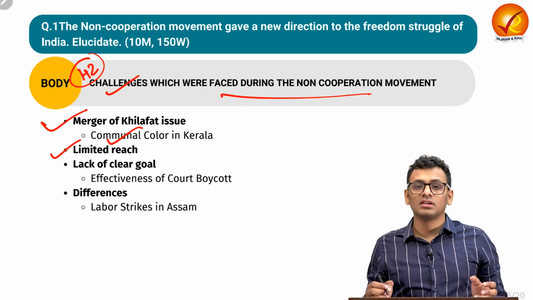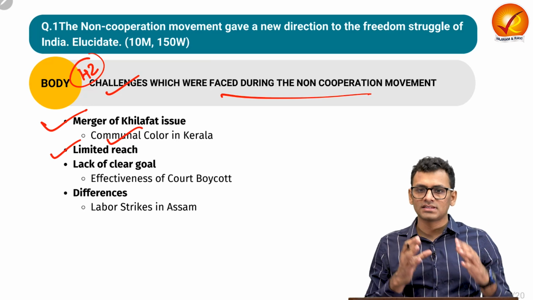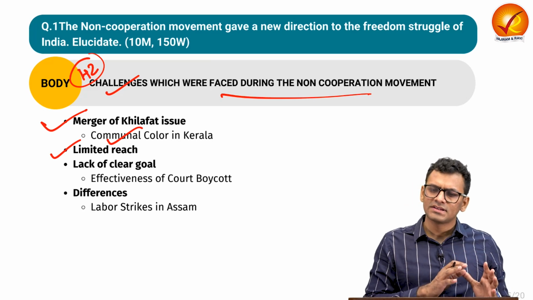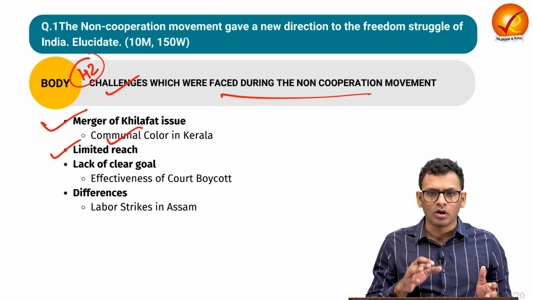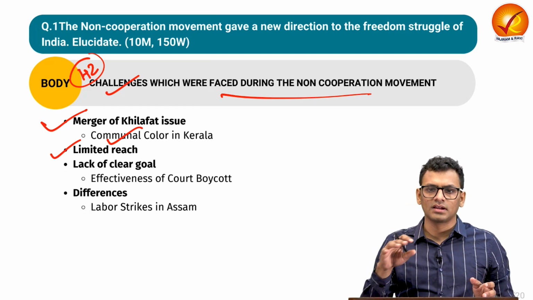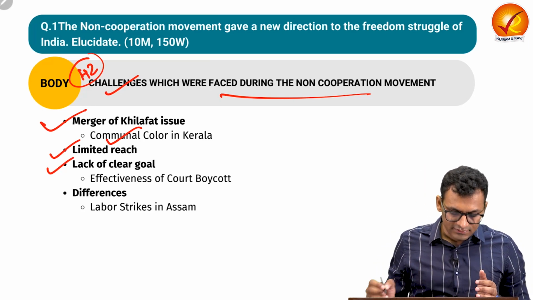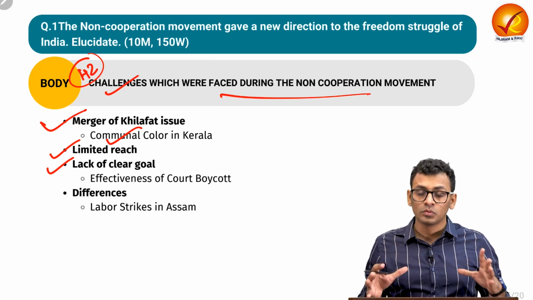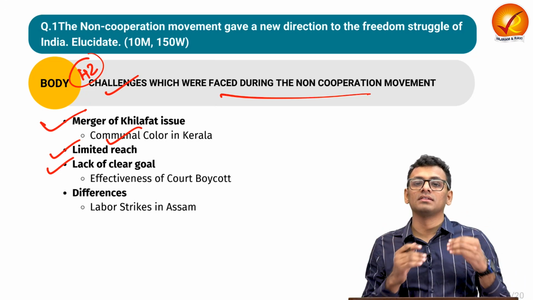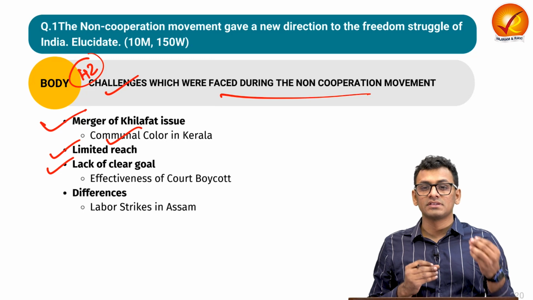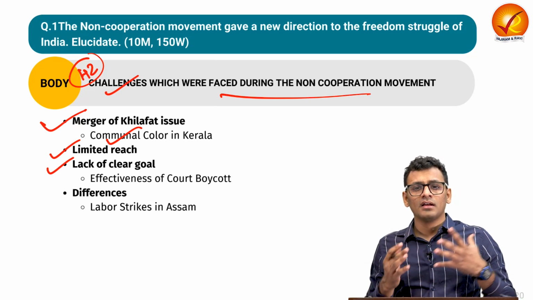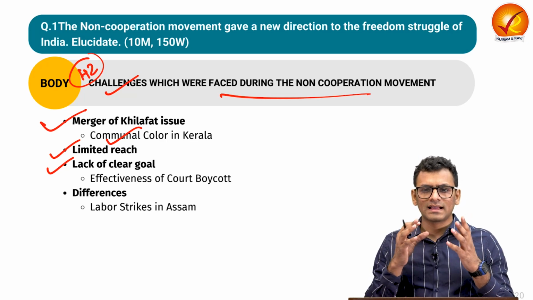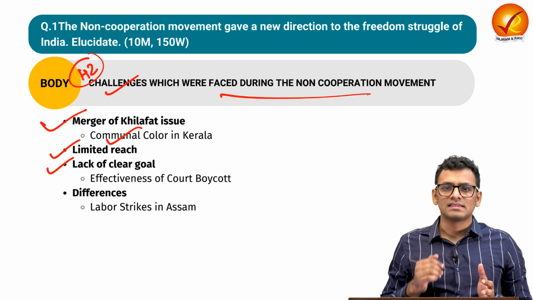Next is the limited reach. Despite being a mass mobilization, the rural population as well as the population from the princely states did not entirely participate in the movement. Third is the lack of clear goals. Different institutions and groupings perceived the entire movement in different ways. Some were very proactive, such as the student movement, whereas certain sections such as government officials and lawyers were not participating in the same fashion.